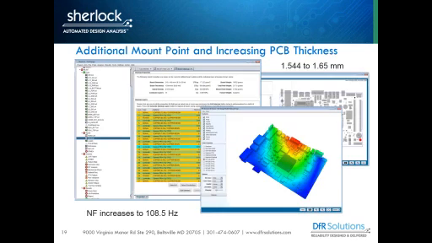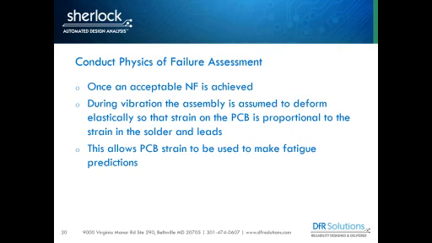So, we're at 108 hertz. It's still on the low side. Again, this is sort of a PCIe card for a desktop type of application. It's not a mobile card. 108, 109 hertz, probably okay for a very benign vibration environment. Really, we just have to survive shipping. So let's just assume that 108 is fine.